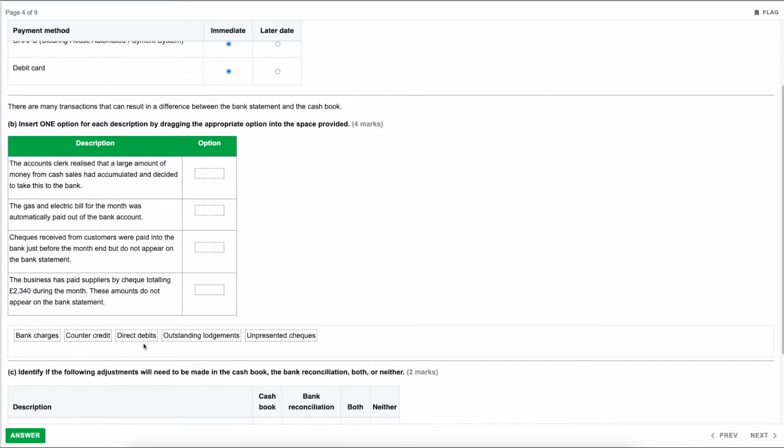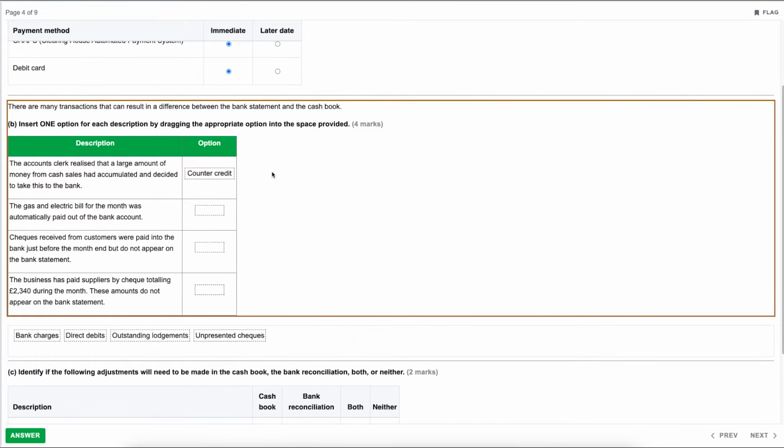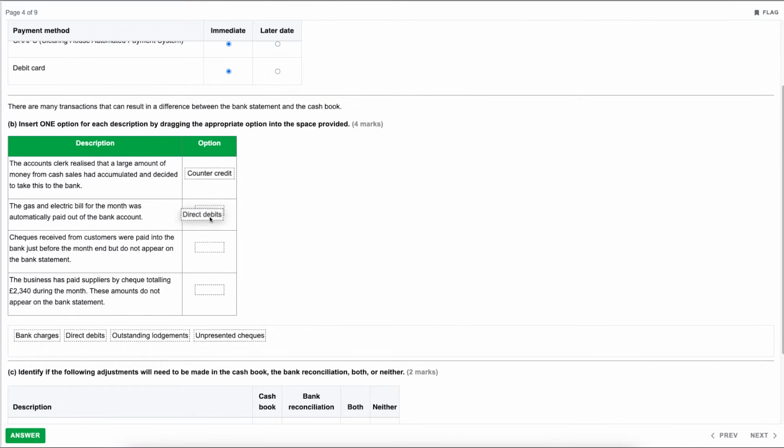First one, the accounts clerk realised that a large amount of money from cash sales had accumulated and decided to take this to the bank. That describes a counter credit. A counter credit literally is the process of taking cash and depositing it into a bank account. The next one then, the gas and electricity bill for the month was automatically paid out of the bank account. So that would describe a direct debit.